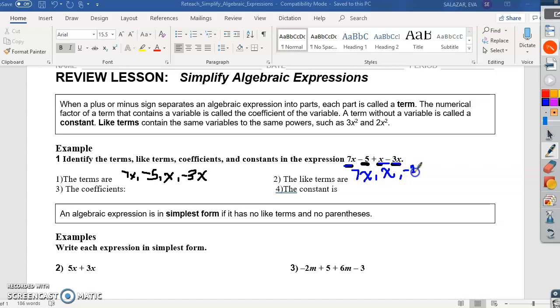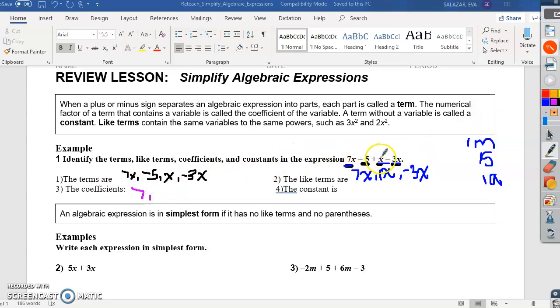And before we continue, let's go ahead and review a little bit on coefficient. Remember that this variable x here, its coefficient, it's understood to be 1. So if you ever see a variable by itself, you know the coefficient is going to be 1. It's understood it's 1. So the coefficients, let's go ahead and identify those. For 7x, it's going to be 7.